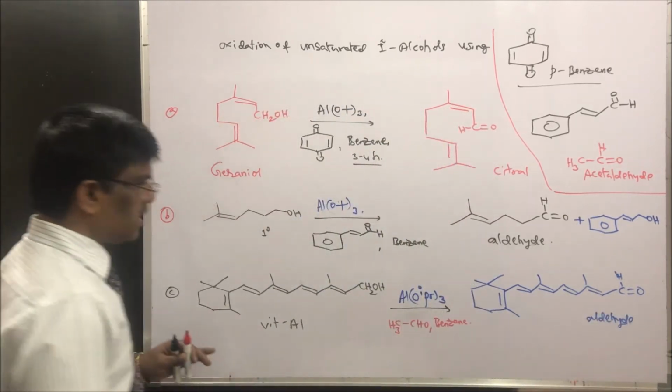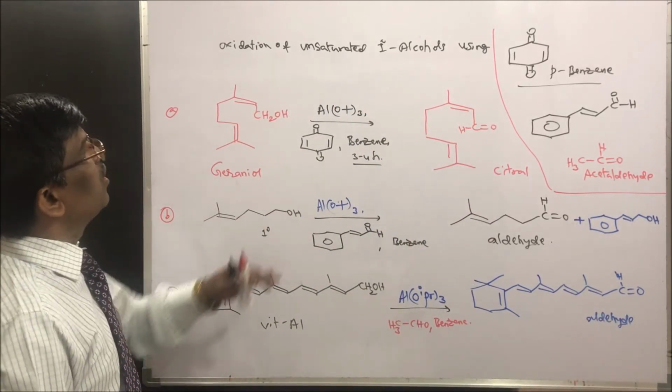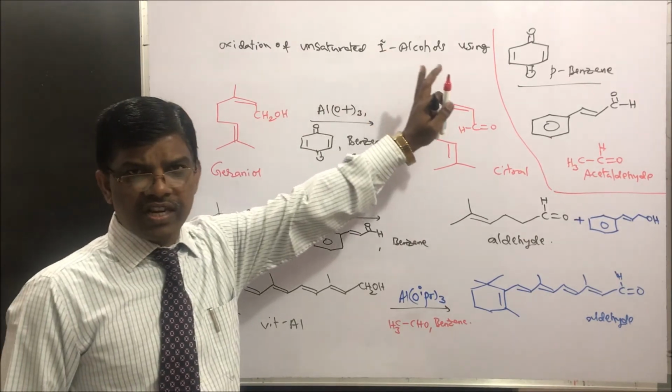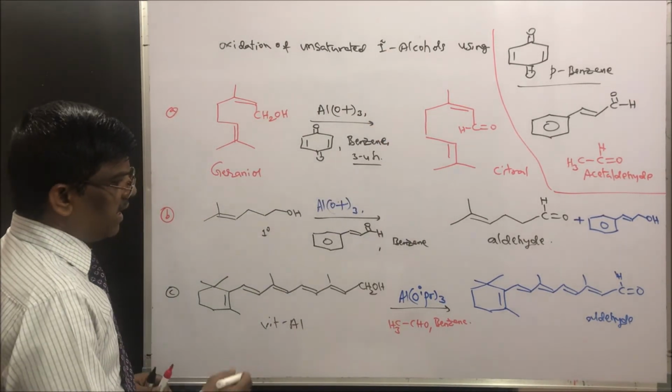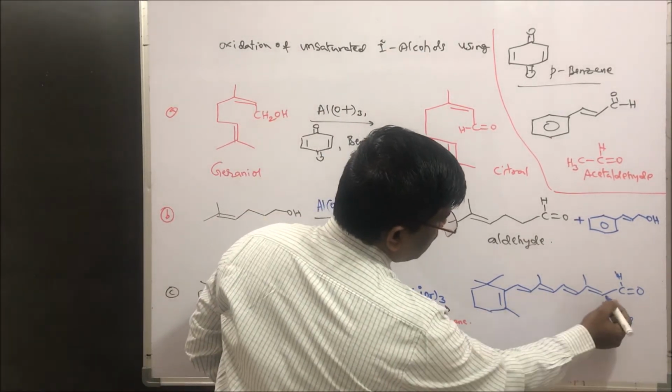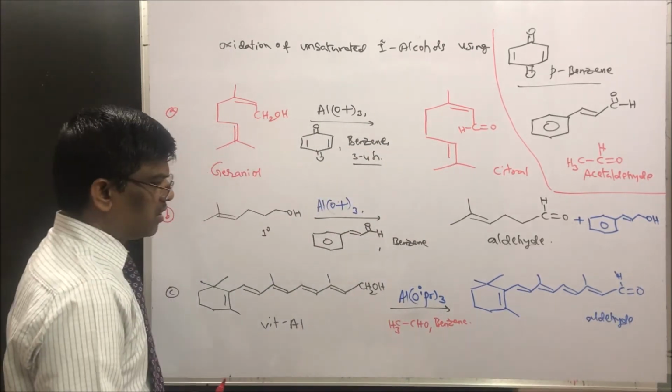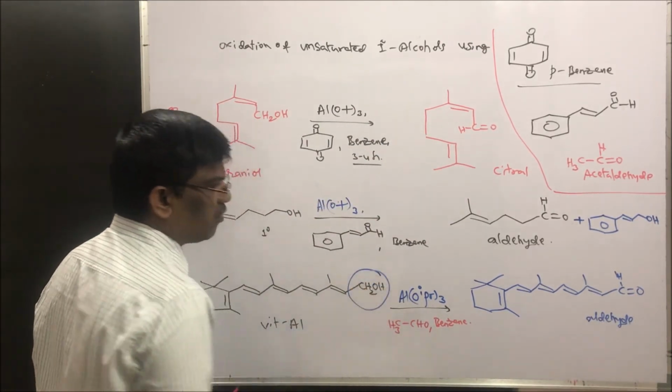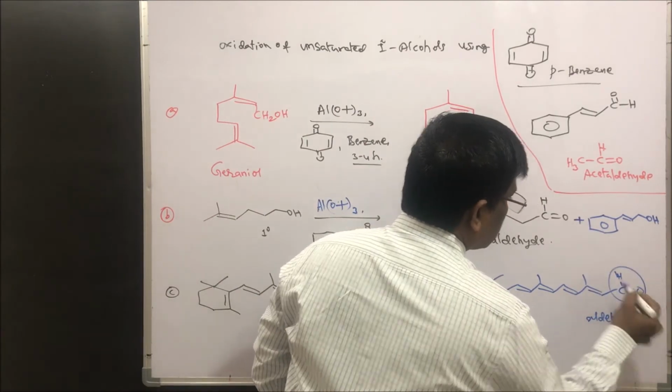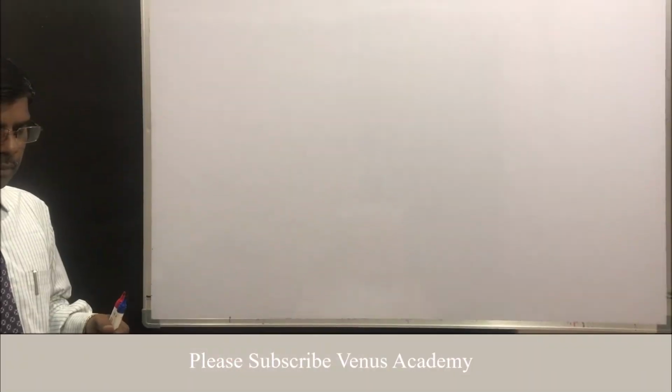Yes, oxidation of this vitamin A1 can be done using the Oppenauer oxidation reagent. So this is how it is not at all disturbing the conjugation and double bonds. So this is how it is highly chemoselective towards only alcohols. Let us take some more examples.